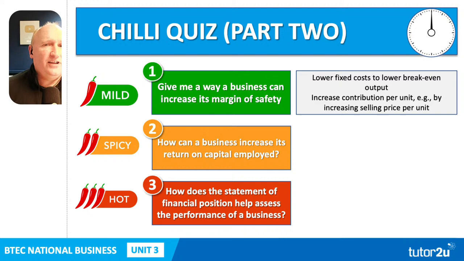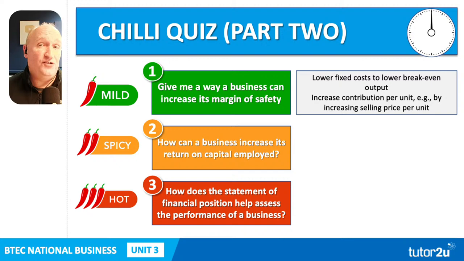However, the easiest way to improve margin of safety is to lower your break-even output. And what's the easiest way of doing that? That's just lower your fixed costs, so you don't have to sell as many things. So can you cut some fixed costs, perhaps make a saving on some overheads like rent or whatever? That's the best way. It's the quick way to increase your margin of safety.